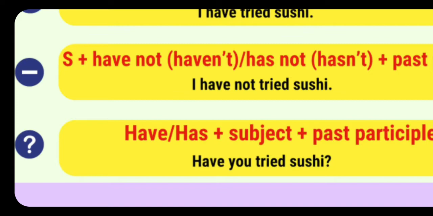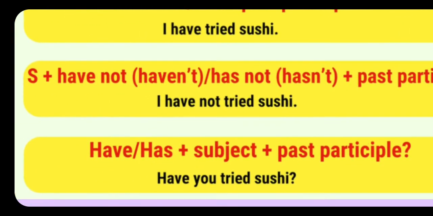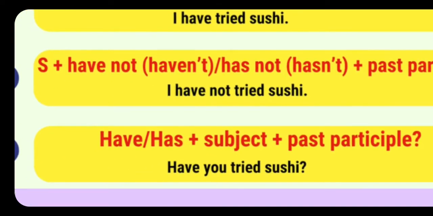Okay. Let's take a look at the negative form. First, you have the subject plus have not or has not, depending on the subject, plus past participle. For example, I have not tried sushi, or in its contracted form, I haven't tried sushi.